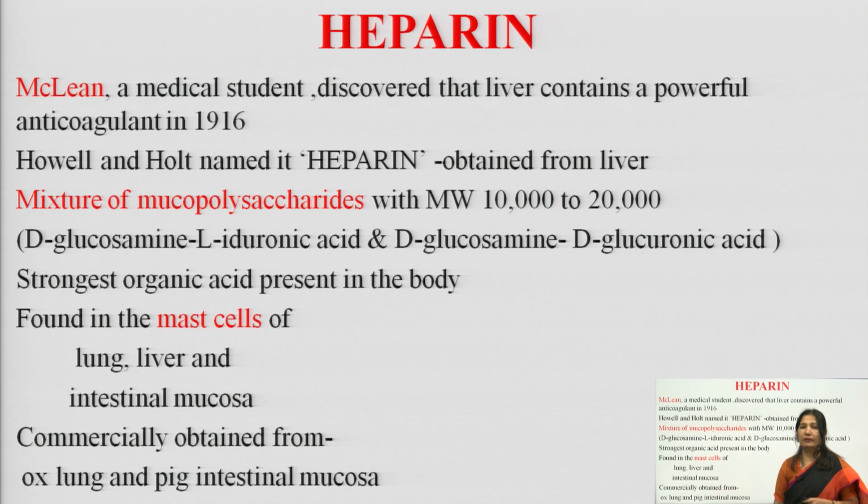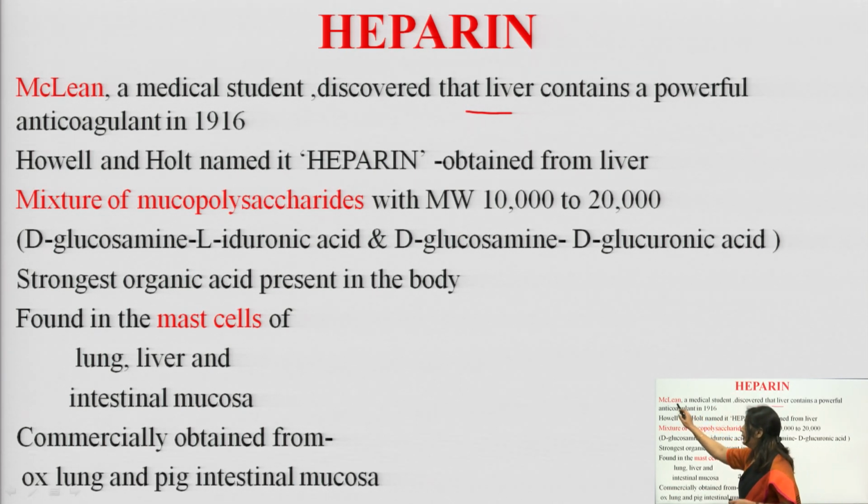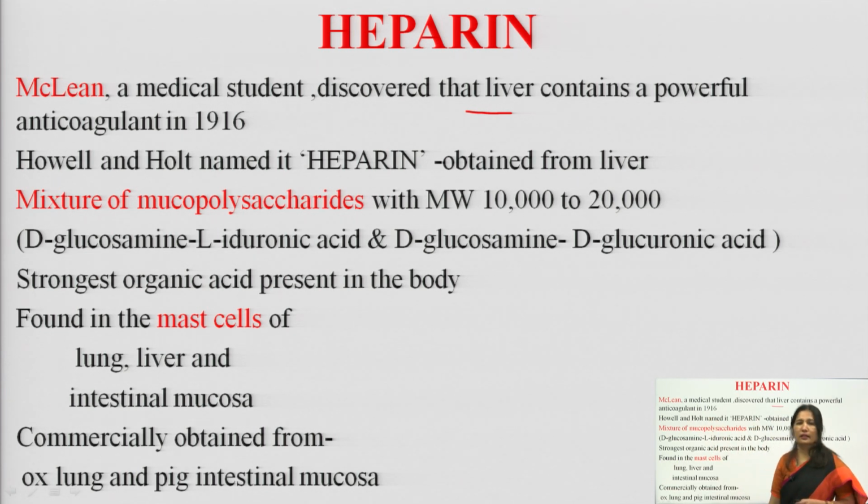So, this is the parenterally used anticoagulant and this is the most powerful anticoagulant because it is extracted from liver. So, it is named as heparin. Hepatocytes, you must have listened hepatocytes. Because it is derived from the liver, it is named heparin, and it was discovered first by a medical student named MacLean in 1916. So, heparin is a powerful anticoagulant.